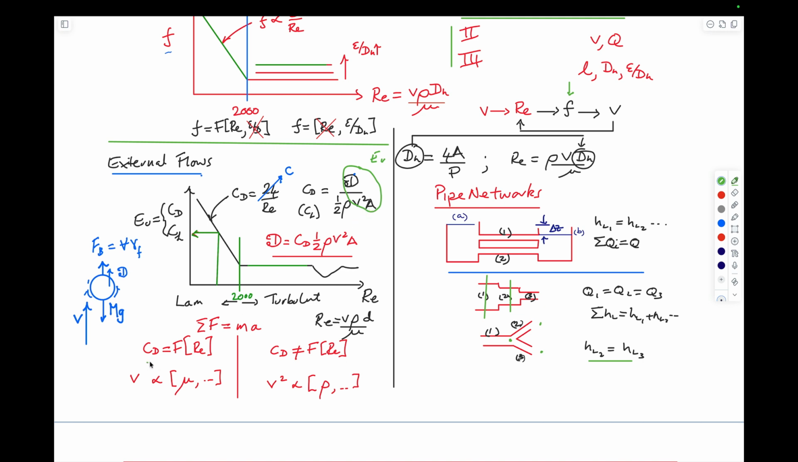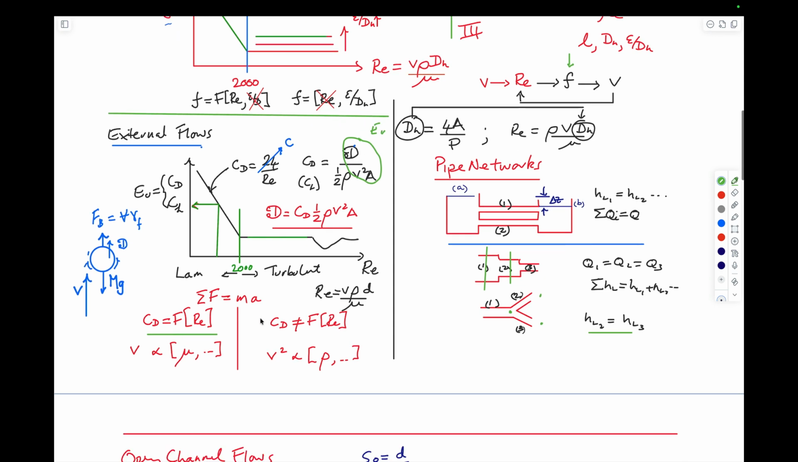Again, as in the Moody charts, the coefficient of drag in the laminar regime is a function of Reynolds number, and in the turbulent regime is not a function of Reynolds number. And that means that when you calculate the velocities from this, just as in the velocities from Moody charts, if it's turbulent, you usually have a v squared term, which you square root, and if it's laminar, you end up with a v term, a velocity term, which you don't have to square root.